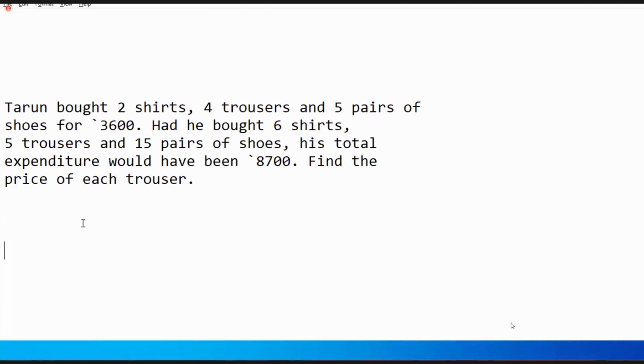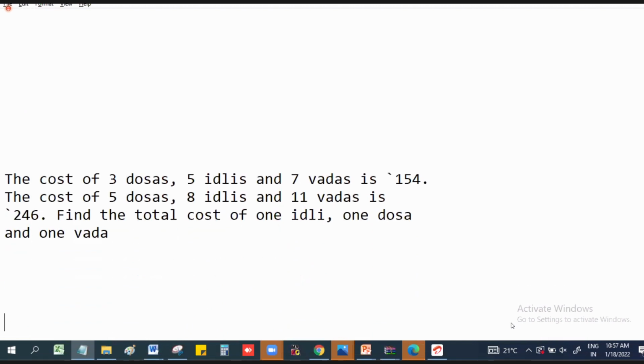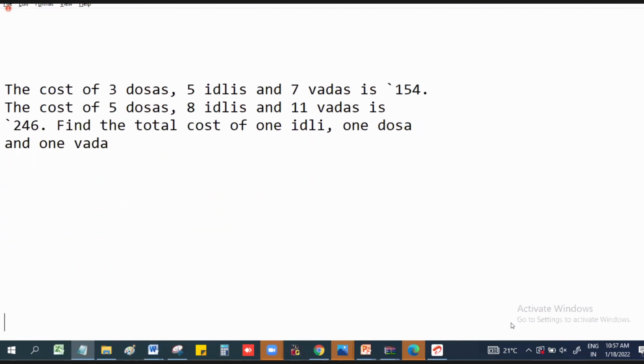Because on Sunday, your seniors wrote one Goldman Sachs internship exam. Every year, e time lo Goldman Sachs interviews, internship exam will be there. They'll open a notification in November. Okay, November lo notification release chestaru guys.